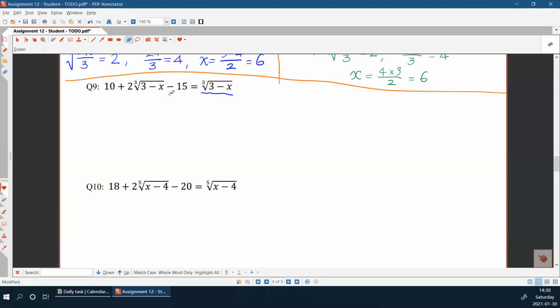For example, we can move the right-hand side cube root of 3 minus x to the left-hand side, and move our constants to the other side. So this gives us 2 times cube root 3 minus x minus cube root 3 minus x equals 15 minus 10, right? Be careful with all the signs.